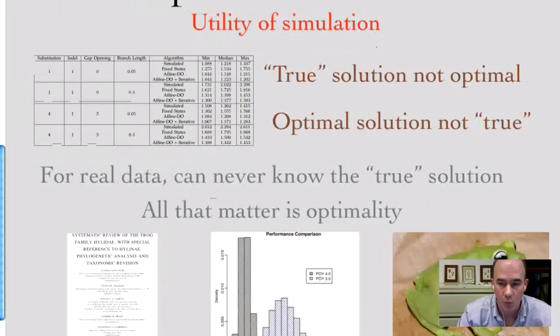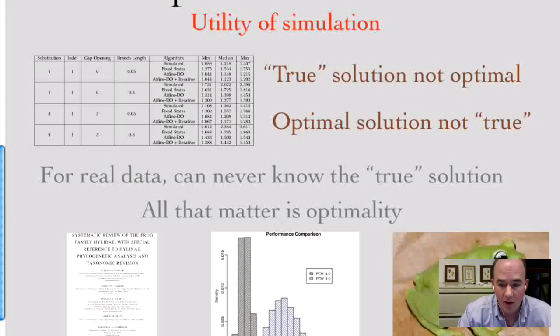Now that's one use of looking at performance, but in reality, we can never use that for any empirical data set because we can never know the true solution in any real case. And in simulated data, the true solution is not optimal, and the optimal solution is not true. So the truth value, though it helps us get some sort of intuition as to how well things are behaving at a very high level, the reality is all that actually matters is the comparison of the optimality of the algorithm we're using and their implementations.